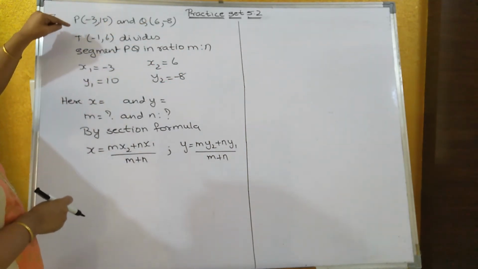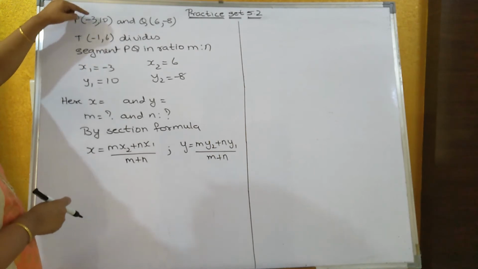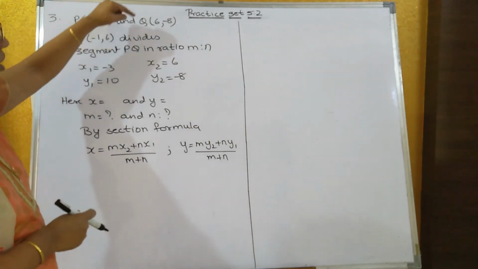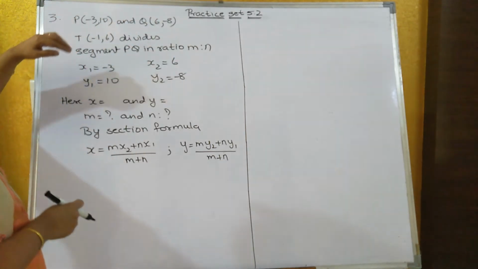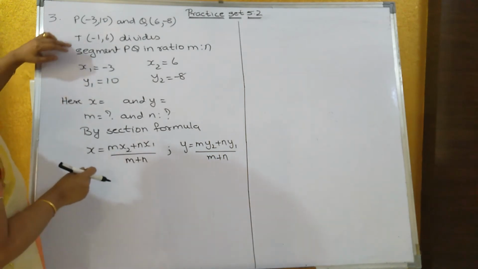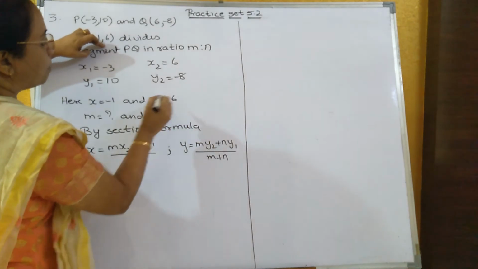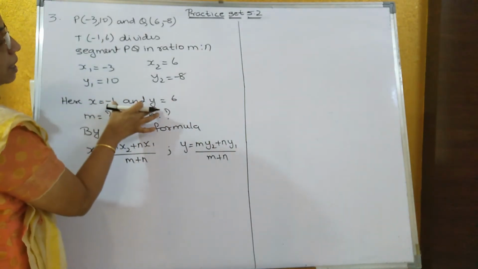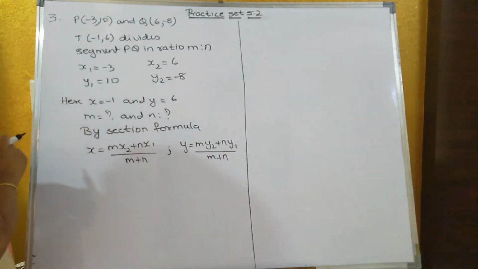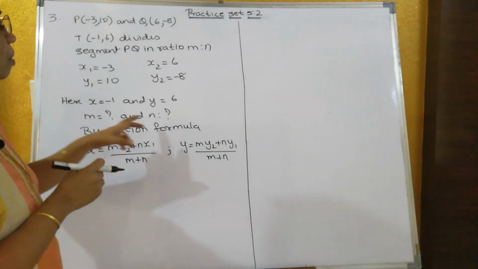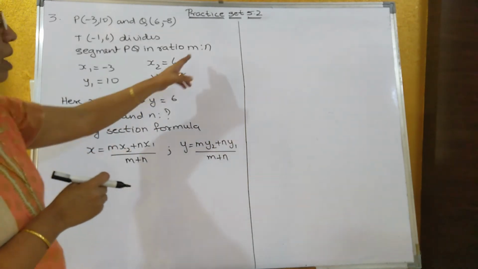Over here P, x1 and y1, is minus 3 and 10. x2 and y2 is 6 and minus 8. And x and y is already given, that is x is minus 1 and y is 6. So in the first sums we used to find x and y, but in this x and y are already given and we have to find m and n, that is, the ratio m is to n.